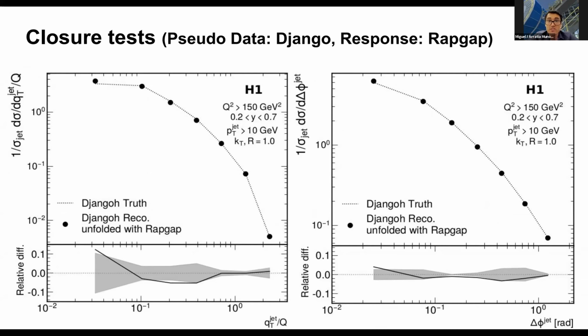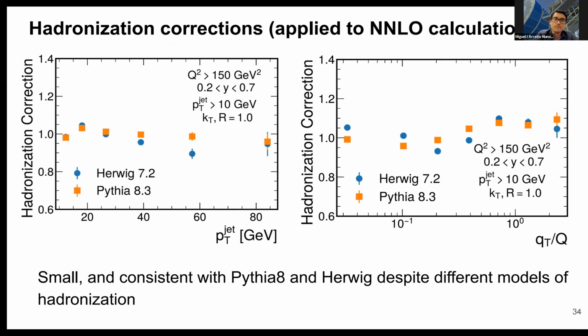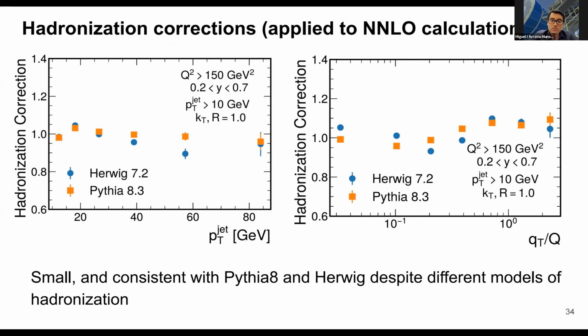In both cases, the closure test works remarkably well. The maximum differences that we observe between truth level information and what we get out is at the 10% level. And that is the maximum systematic uncertainty that we report in the extreme areas of phase space. By and large, the systematic uncertainty is constrained to the few percent level.